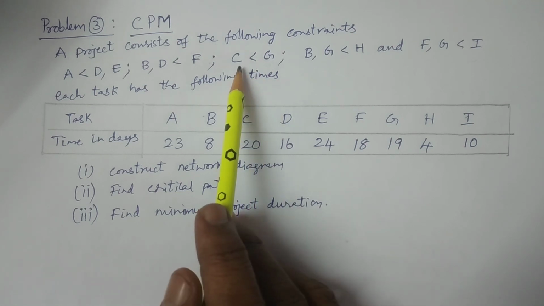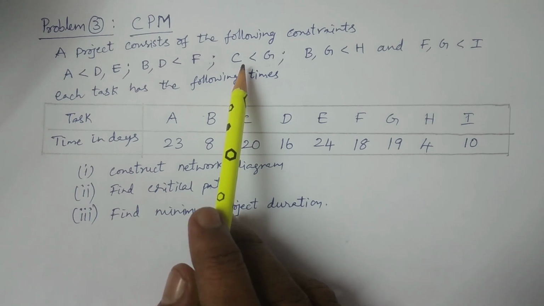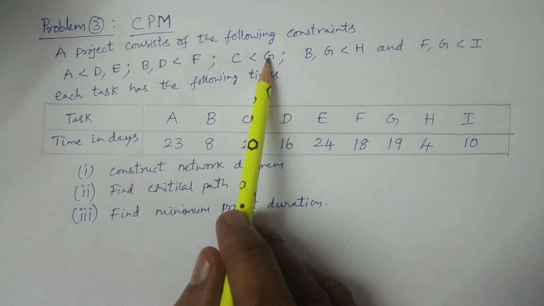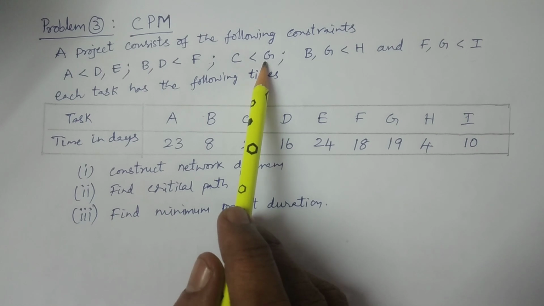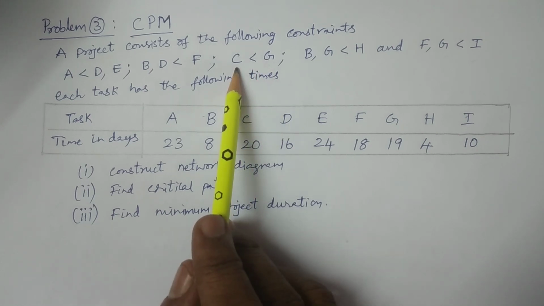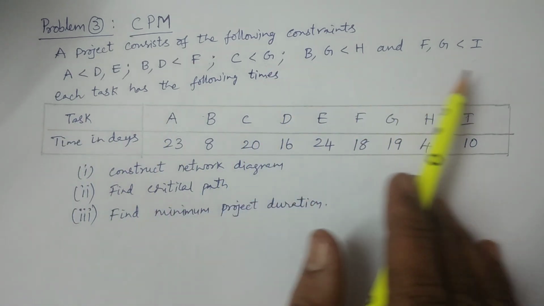A predecessor activity means an activity that is to be finished before starting another activity. Before G, C is to be finished and completed. G should be started after completion of the activity C. This is the successor activity. So this is the relation.